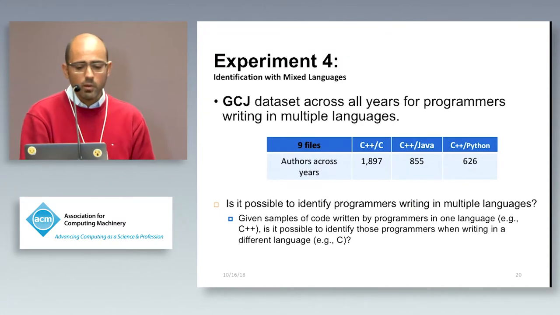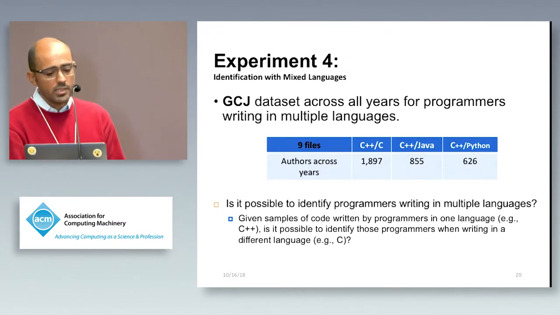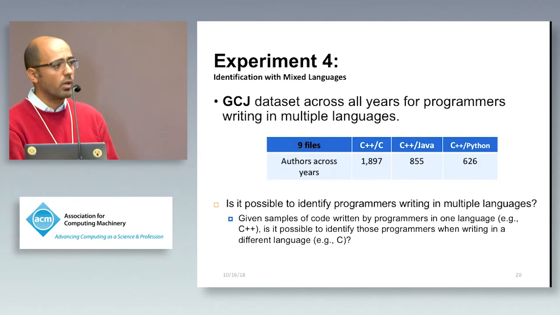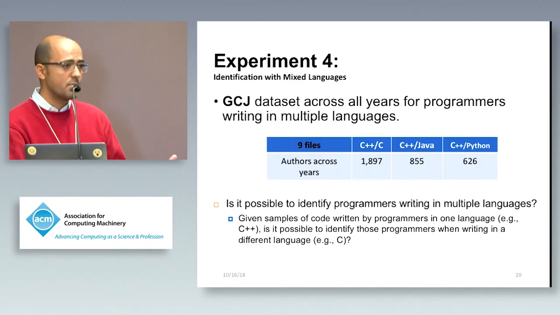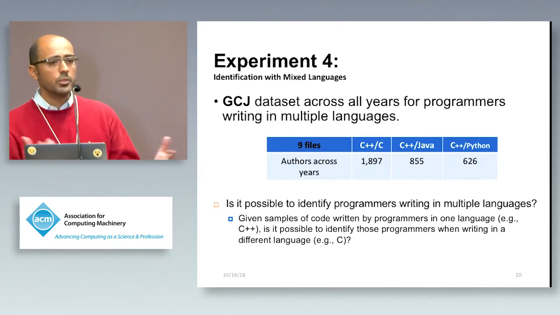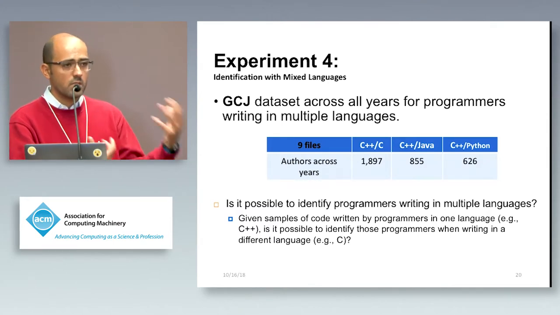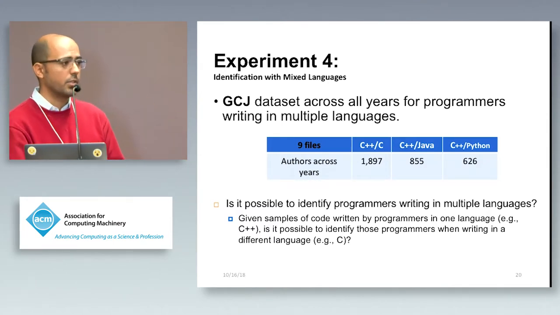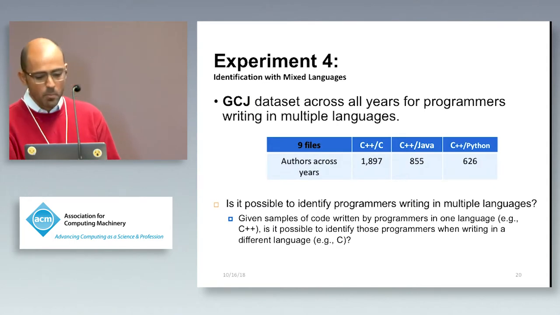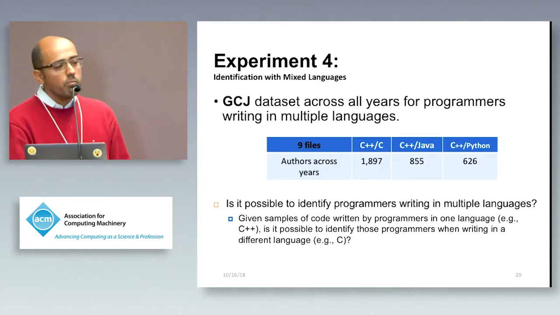So moving forward, we look into identification with mixed languages. Here, what we mean by mixed languages is that you want to build the model on perhaps one language and test on another language, or maybe build a model on a mix of codes from different languages for the same author, and then do the identification on codes from another language. For that, we do both.